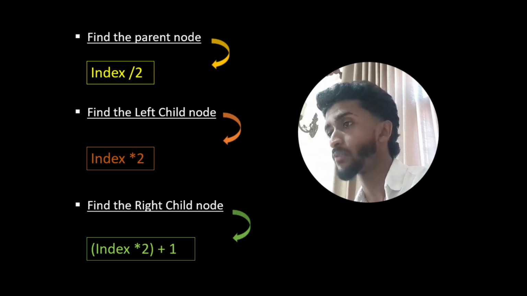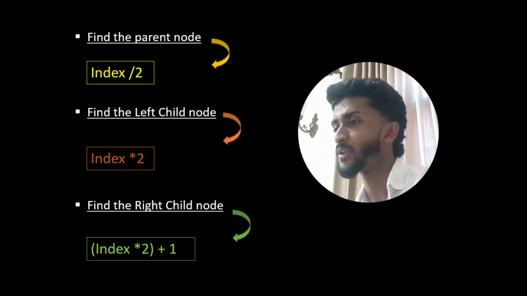To find the left child of the node, we multiply the index by 2. So left child index is 2 multiplied by I. To find the right child of a node, we multiply the index by 2 and add 1. So right child index is 2 multiplied by I plus 1. Now let's understand this using our example.